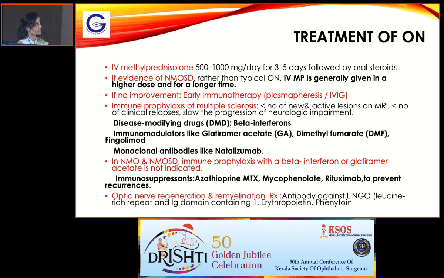So if it is MS, you offer immune prophylaxis after the initial IV steroids. So you have disease-modifying agents like beta-interferons and immunomodulators like glatiramer acetate, dimethylfumarate, fingolimod and monoclonal antibodies. But if it is NMO and NMO spectrum disease, you don't give immune prophylaxis. You put them on immunosuppressants. So that is the difference. Azathioprine, methotrexate, MMF, rituximab, these are the ones which we use. And again, a lot of studies are going on, newer therapies which look at optic nerve regeneration and remyelination.